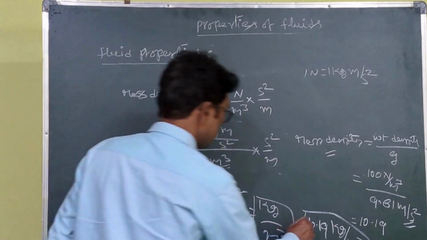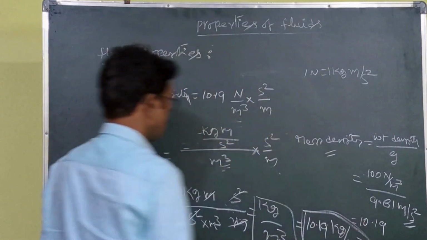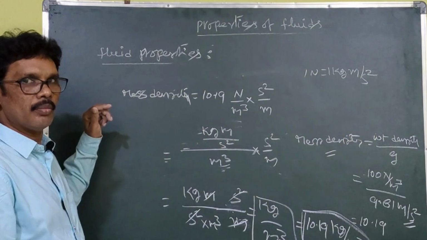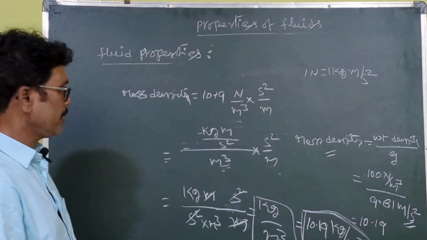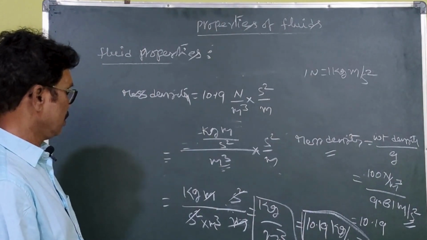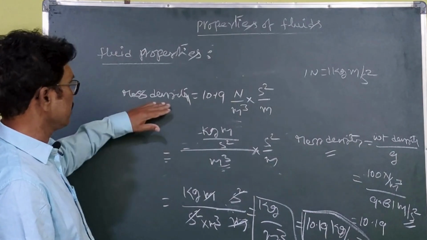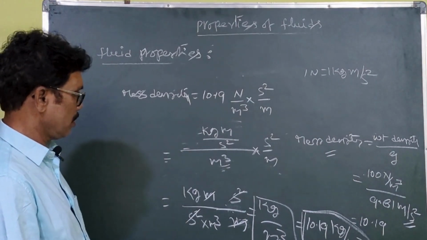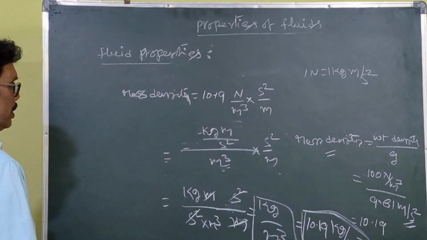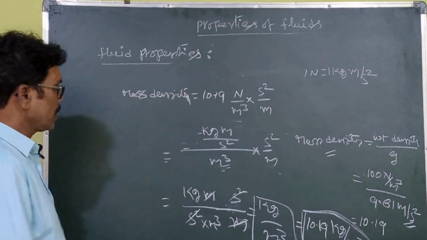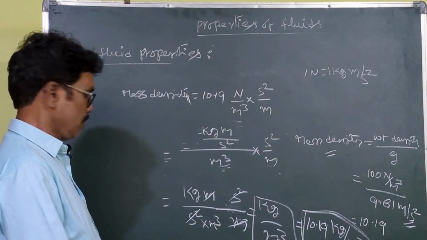from here, what is the mass? What is the mass of that fluid? That is nothing but 10.19 kg. In this mass density, what is the mass of that fluid? It is equal to 10.19 kg. Okay. Like this, we can do different types of problems.